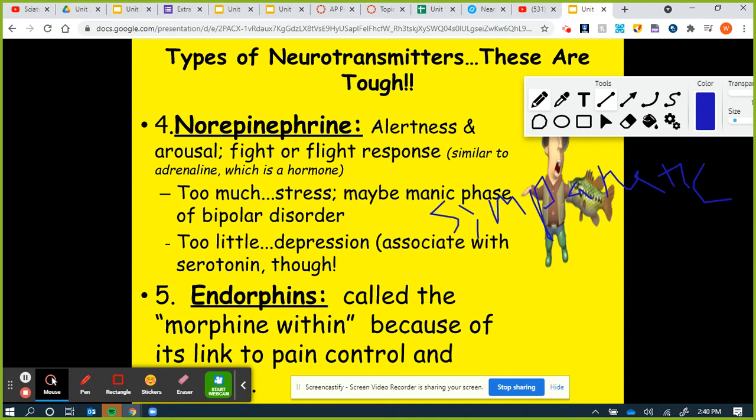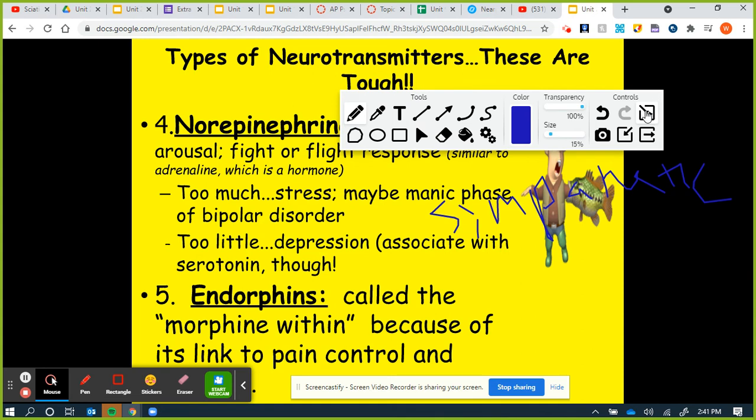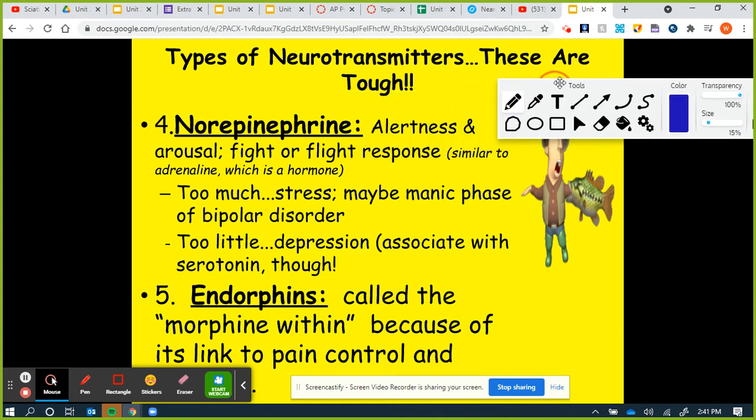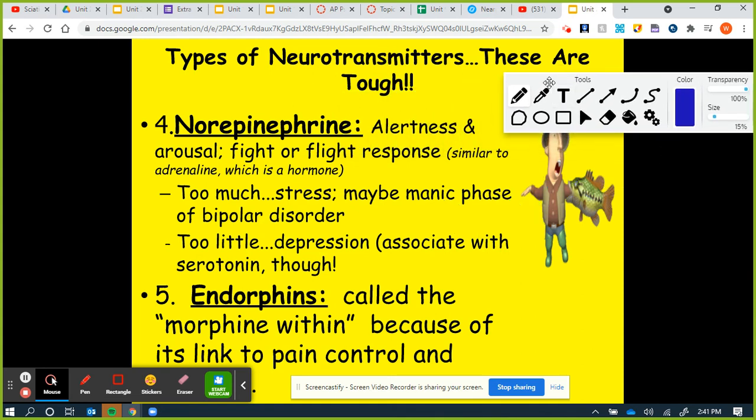Endorphins, the body's natural painkiller, released if you're hurt, or the whole thing with a runner's high, when people are running and all of a sudden it feels good and they feel like they're floating and whatnot, those are endorphins. You should associate endorphins with opiate drugs. Drugs like heroin stimulate the production of endorphins.